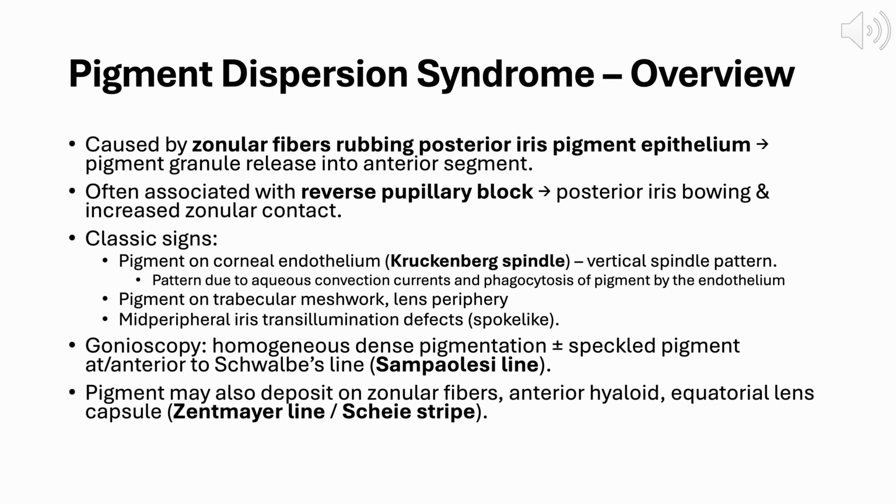On gonioscopy, the angle shows dense, homogeneous pigmentation with or without speckling, sometimes extending anterior to Schwalbe's line to form a Sampaolesi line. Pigment may also deposit on the zonular fibers, the anterior hyaloid, and the equatorial lens capsule, where it can appear as a Zentmayer line or Scheie stripe. These findings are key for diagnosis and for recognizing the potential risk of secondary open-angle glaucoma.